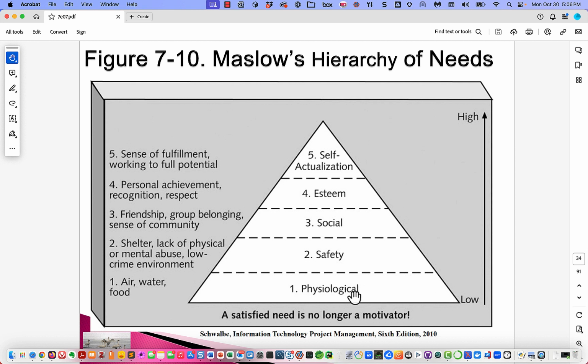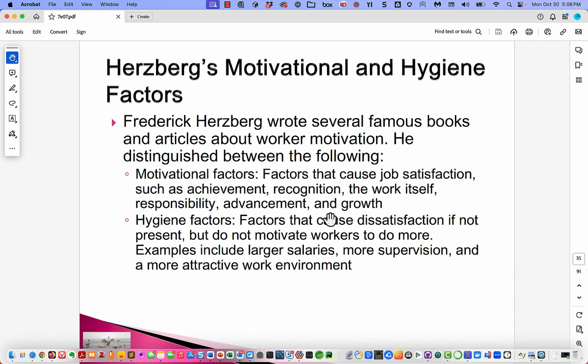Once you satisfy the physiological, you move on to round two. Once you satisfy the safety, you move on to round three, and then round four, and then round five. So, as a manager, you can be wasting effort on satisfying things that are not in the current round for that employee. So, think about it like that.